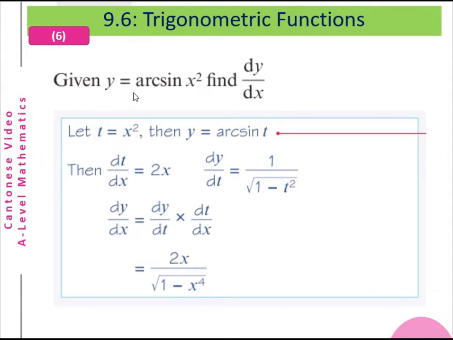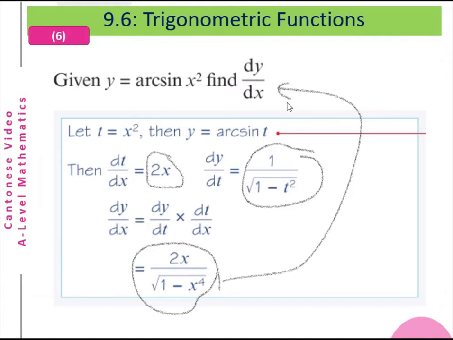Example 6, given that y equals arcsine x squared, find dy by dx. So we let t equal x squared, then y equals arcsine t, and dt by dx is equal to 2x. So dy by dt is equal to 1 over the square root of 1 minus t squared. So dy by dx is equal to dy by dt multiplied by dt by dx. So we get 2x over the square root of 1 minus t squared. And what is t? t is x squared, so it's 1 minus x to the power 4. This is the result of dy by dx if y equals arcsine of x squared.